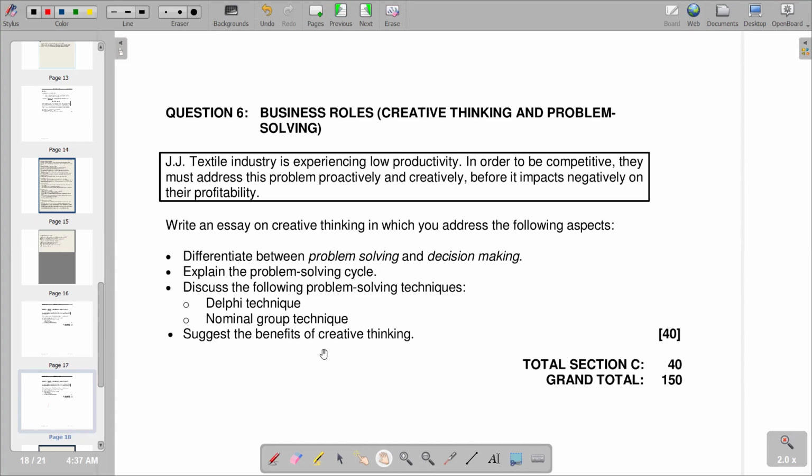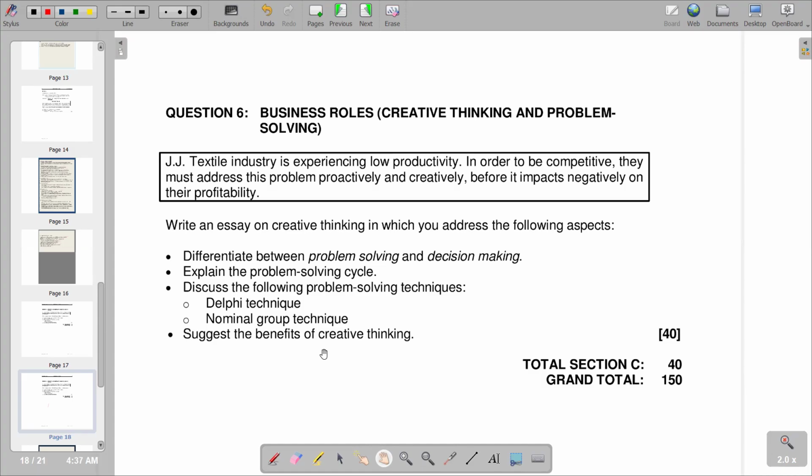So for the sake of the video, we have the main body, starting from the starting point that we have to the last point that we have. That's the area that we are just going to look at. So we are going to start by differentiating between problem solving and decision making.